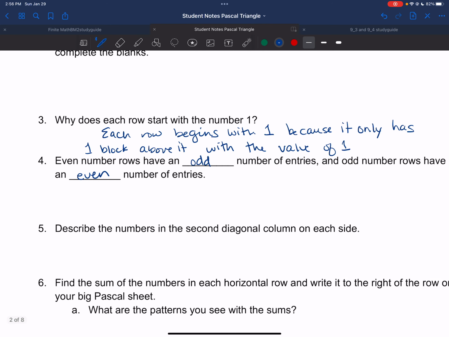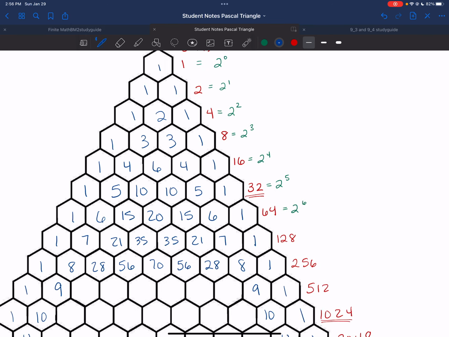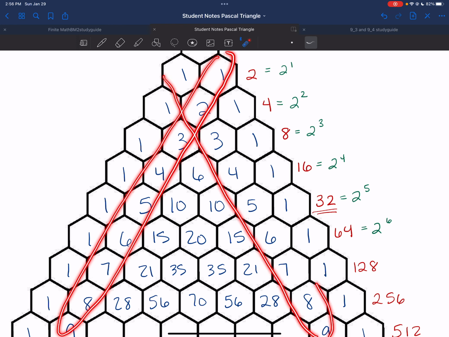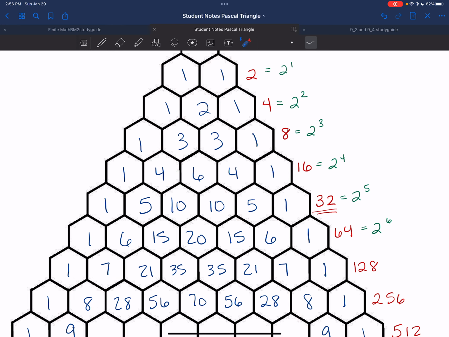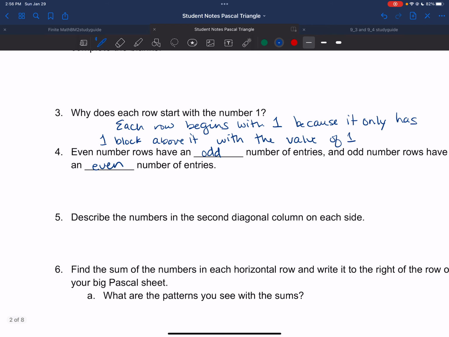Describe the numbers in the second diagonal column on each side. Okay, so if we're looking at the second diagonal column, we're talking about this column right here, or you could look at it from this side as well, right? So there's something very special about these numbers, and you'll notice that those are just the counting numbers, 1, 2, 3, 4, 5, 6, 7, 8, 9, 10. Okay, so these are the counting numbers.